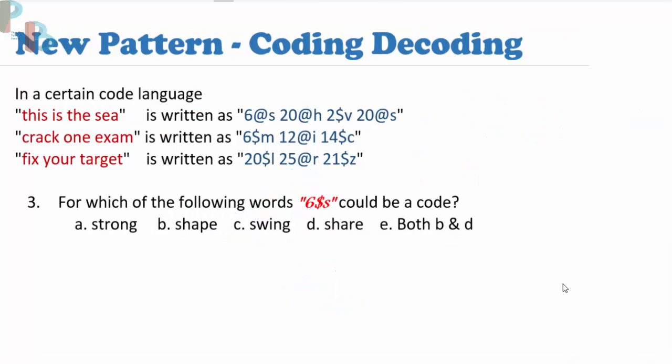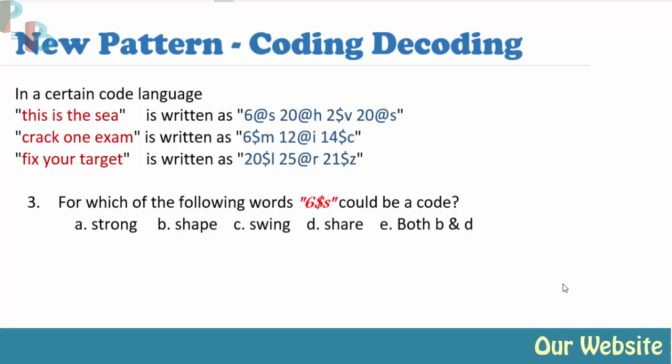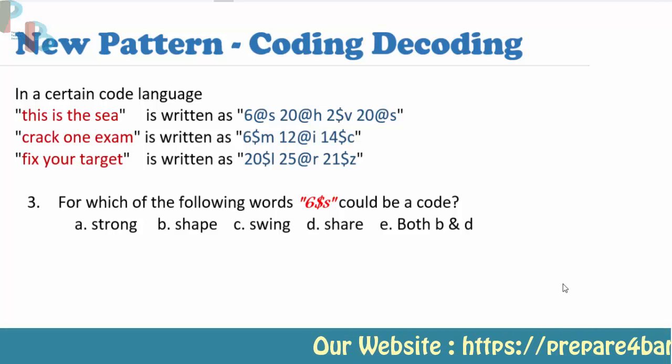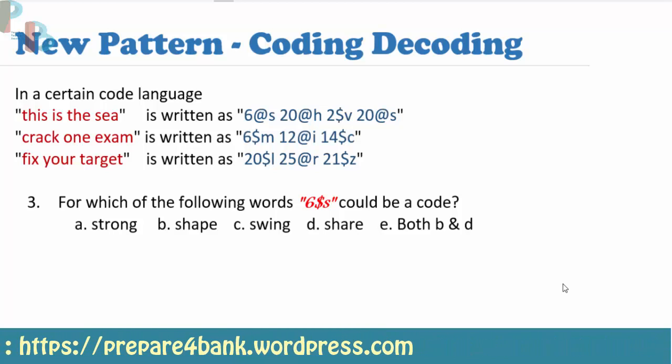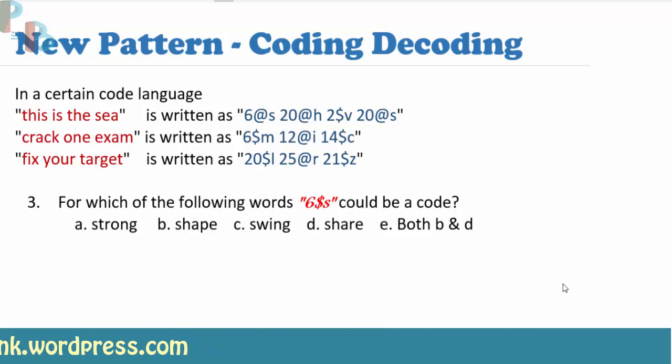Now the next question is, for which of the following words could $6S be a code? Now this is a vital question. I picked it up because it might be a pattern that might be asked in future examinations, because it is going to be a lot more tricky, and you may face different types of questions there. So be prepared for all types of questions.